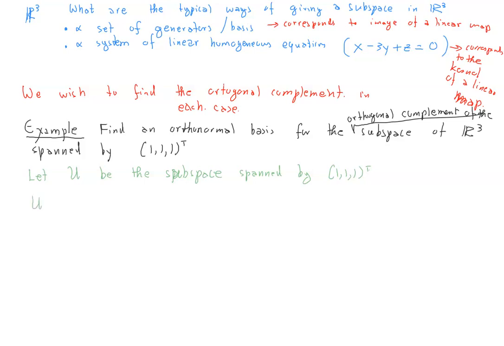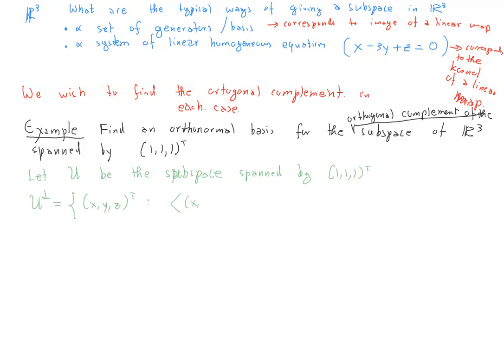Then the complement is by definition all the vectors x, y, z that are orthogonal to every generator. Here, fortunately, we have just one generator. So we have just one equation. If we had 2 generators, that would be 2 equations. If we had 3 generators, that would have been 3 equations, and so on and so forth.